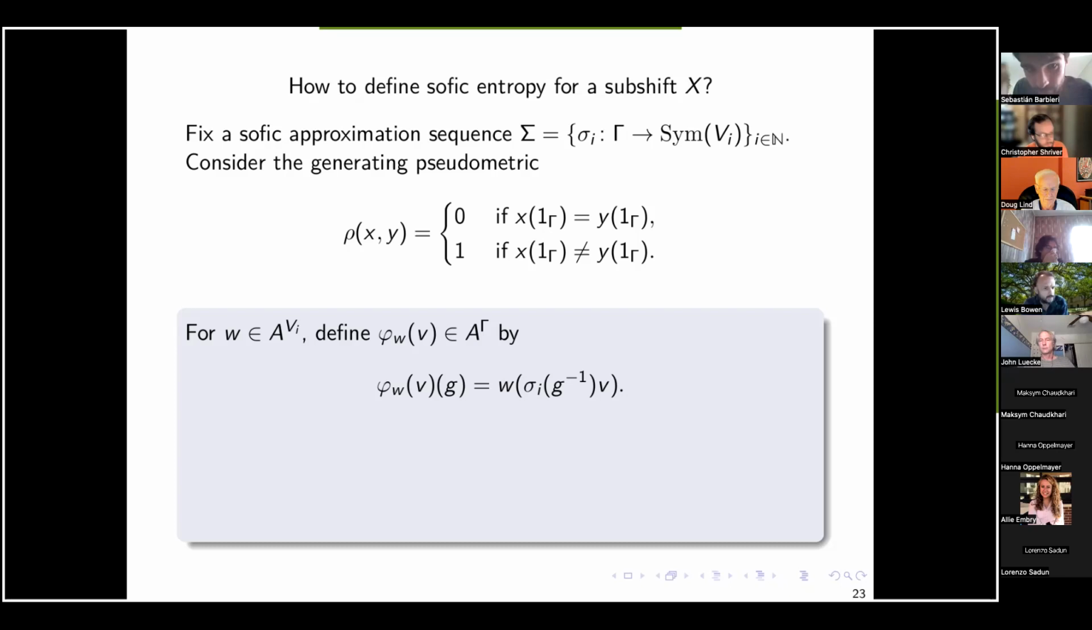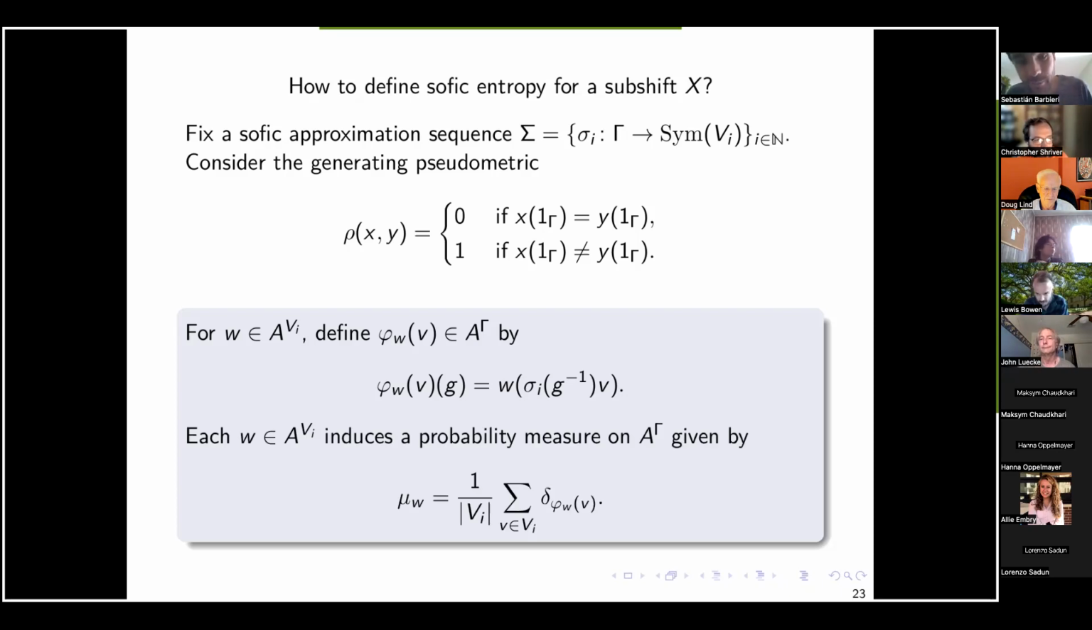I just fix a vertex, and from that vertex, I start acting by sigma I of G. And that gives me a configuration. There's no reason why that should be on the space, but it gives me some configuration on the full shift. And each one of these configurations induces a probability measure. How so? I take W, this induces configurations, and then I just sum the deltas over these configurations. So that induces a probability measure. It's not invariant. It's far from invariant. It's just a probability measure.